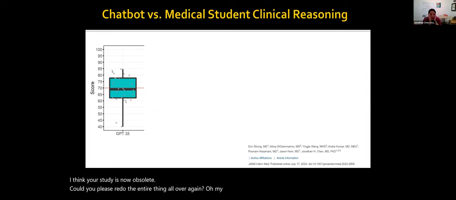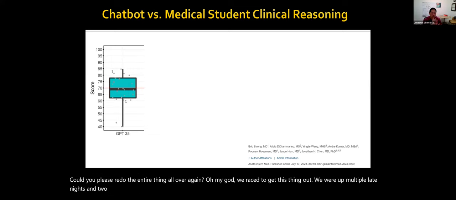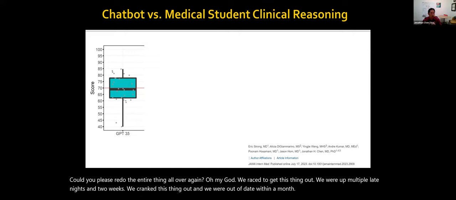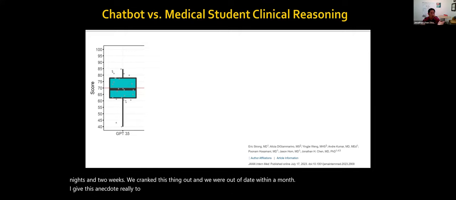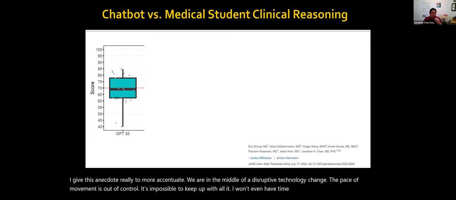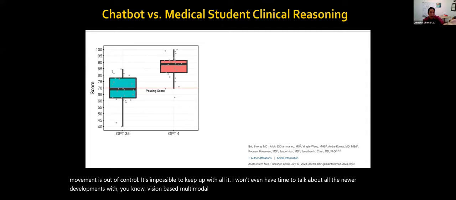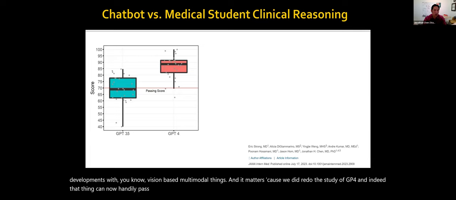We raced to get this thing out. We were up multiple late nights in two weeks. We cranked this thing out and we were out of date within a month. I give this anecdote really to accentuate that we are in the middle of a disruptive technology change. The pace of movement is out of control. It's impossible to keep up with all of it. I won't even have time to talk about all the newer developments with vision-based multimodal things. And it matters because we did redo the study with GPT-4, and indeed, that thing can now handily pass even complex open-ended reasoning questions.